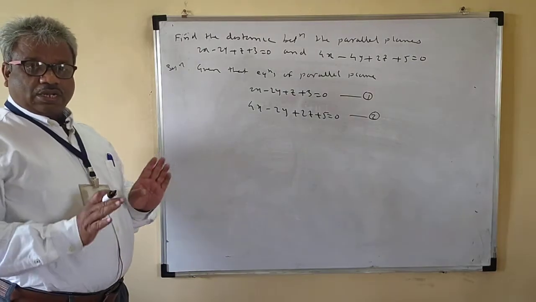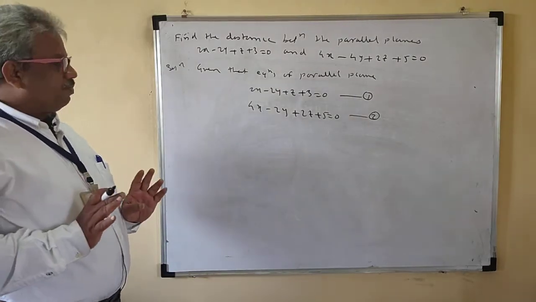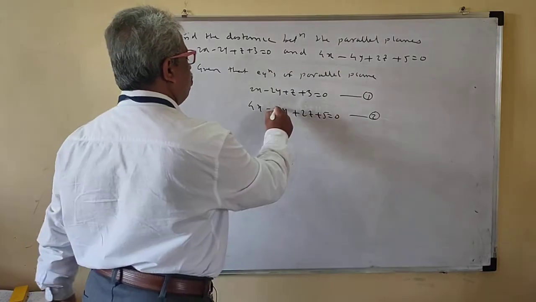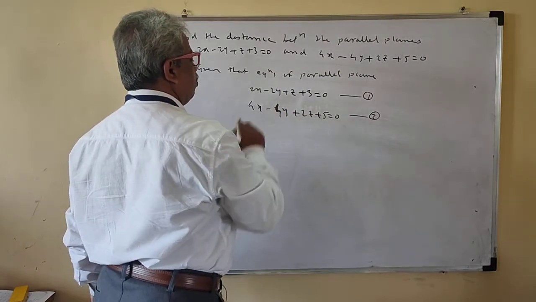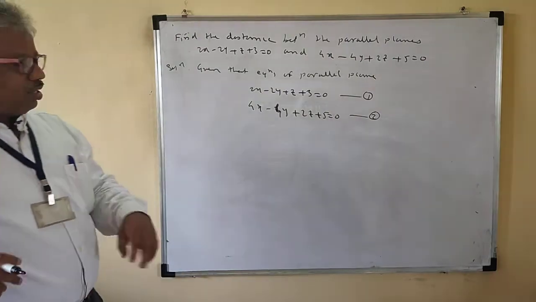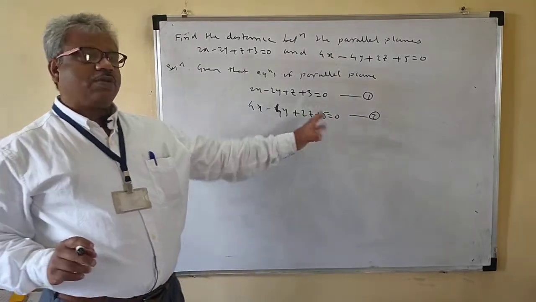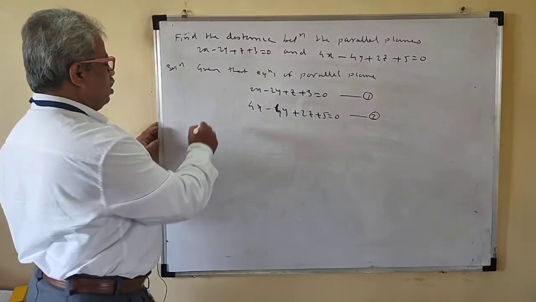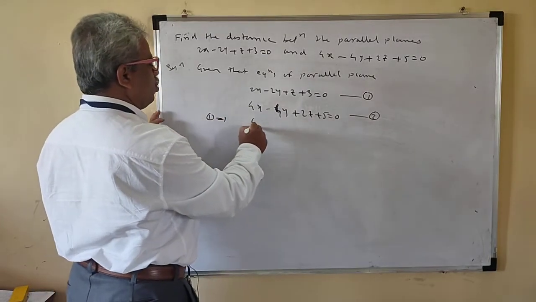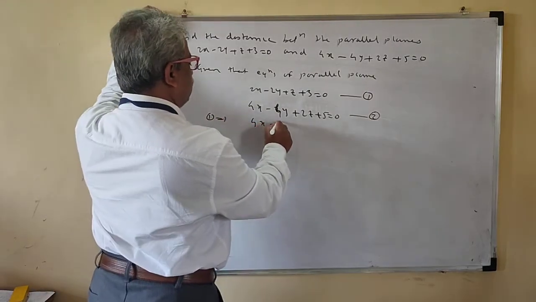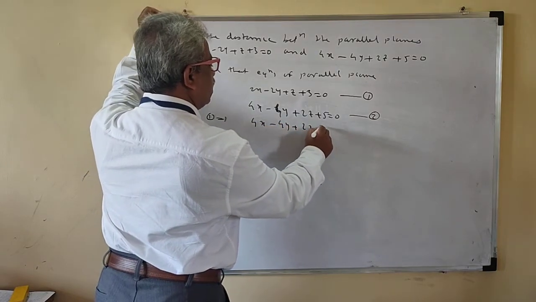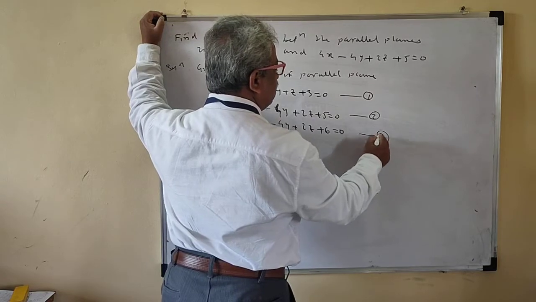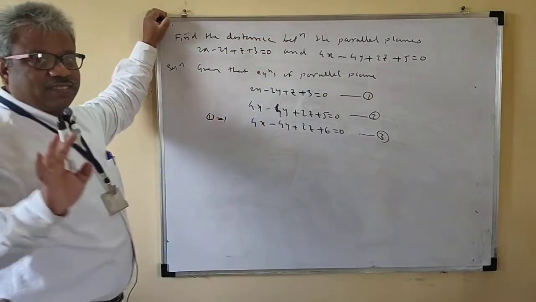Now here the coefficients of x, y, z must be the same. Either you divide by 2 here, but then we get 5 by 2, so instead we multiply equation 1 by 2. So 1 implies 4x minus 4y plus 2z plus 6 is equal to 0. I call this 3. So 1 and 3 are now the same.